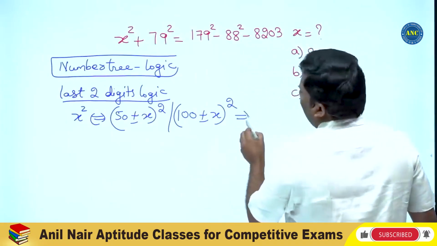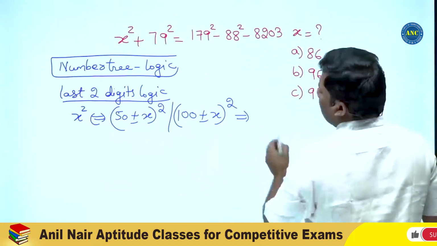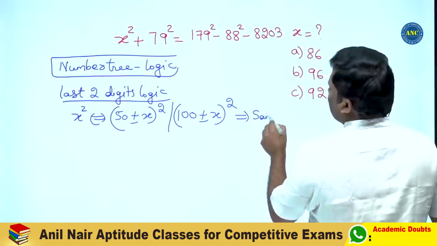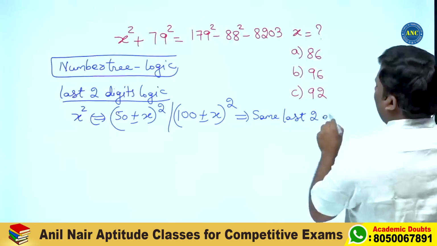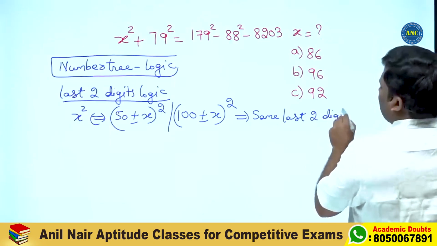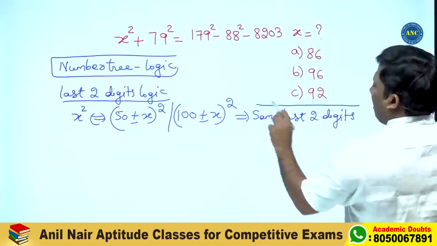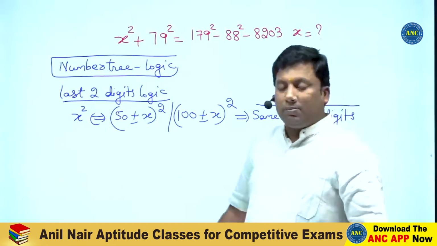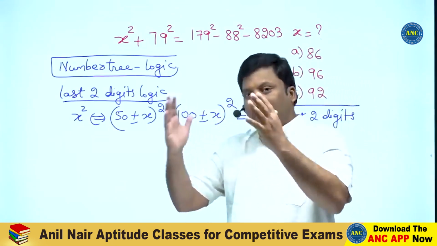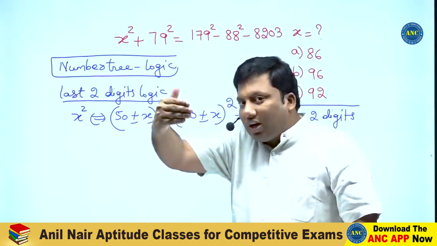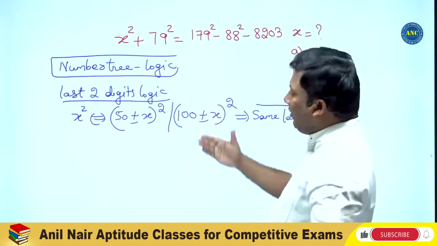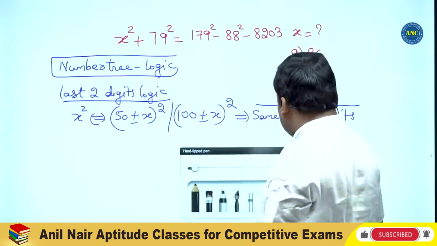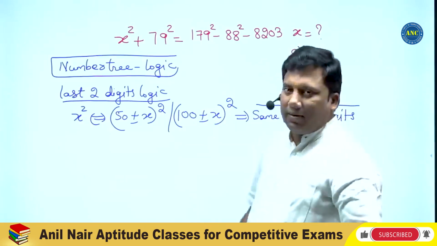x square, 50 plus or minus x whole square, 100 plus or minus x whole square will have the same last two digits. Sir, how does it help us in solving a lot of these problems? Number tree logic: if only one option is even, that method is the best method. Next method: if all the options are even, then the last two digits logic will help you give the answer.